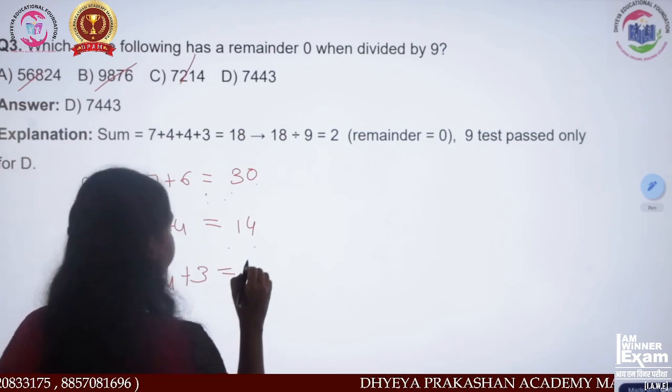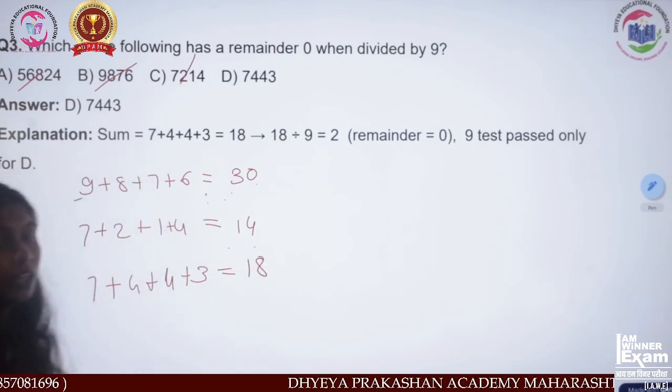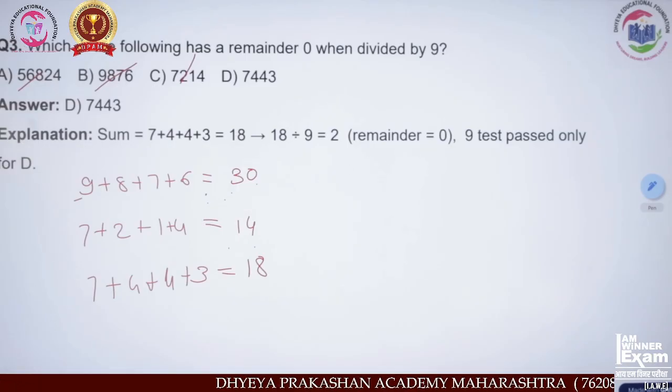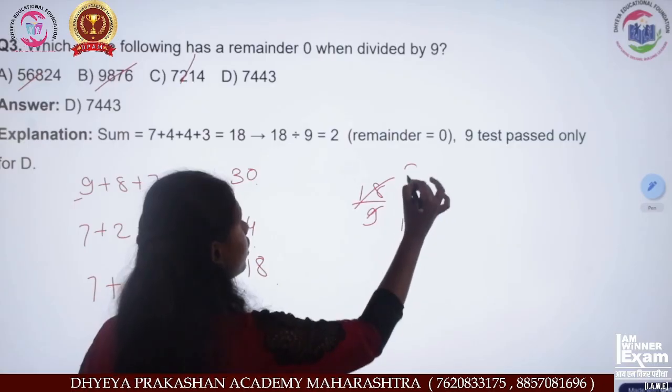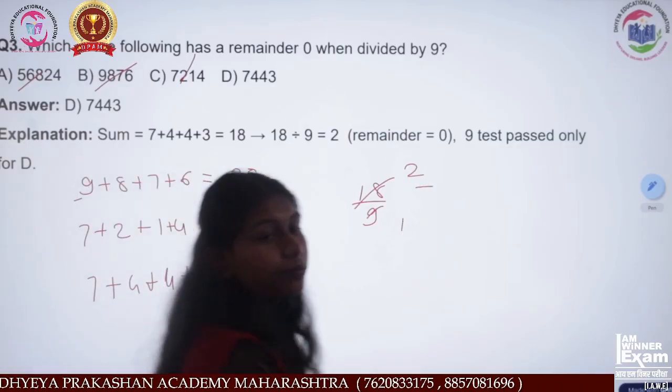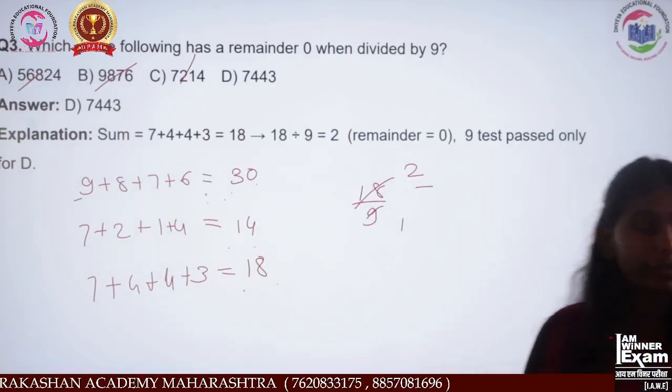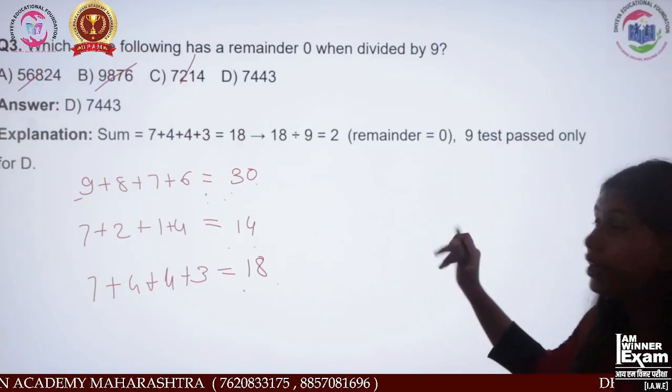The answer will be 18. Now just check whether 18 is divisible by 9 or not. 9 1 is 9, 9 2 is 18. Yes, it is divisible. And we get the remainder as 0.